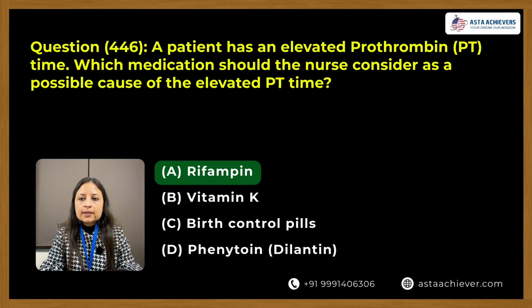Question number 446. A patient has an elevated prothrombin time. Which medication should the nurse consider as a possible cause of the elevated PT? So option A, rifampicin. Option B, vitamin K. Option C, birth control pills. And option D, phenytoin. So option A, rifampicin, is the correct answer.